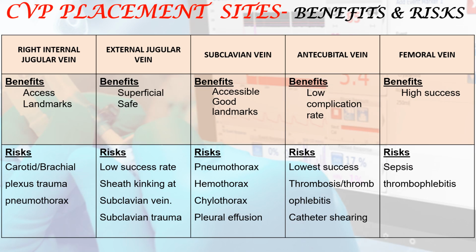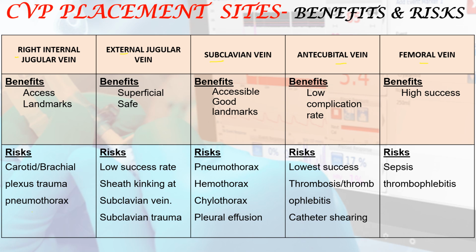Here we see the central venous pressure placement sites and each of their benefits and risks. The major sites we prefer are right internal jugular vein, external jugular vein, subclavian vein, antecubital vein and femoral veins. So here we see each of the sites, its benefits as well as risks. First of all, right internal jugular vein. The benefit is it is an easily accessible landmark, and the risks associated are carotid or brachial plexus trauma and pneumothorax. Then second is external jugular vein.